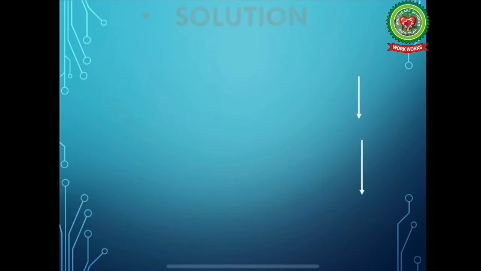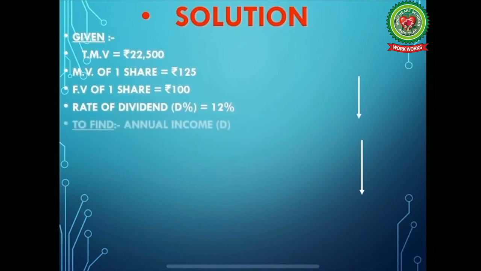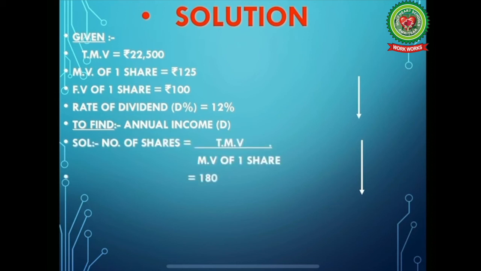Now we are given that the total market value is rupees 22,500. Market value of one share is rupees 125. Face value of one share is equal to rupees 100. Rate of dividend, that is D percent, is equal to 12%. And we need to find the annual income. The first step we are going to do is calculate the number of shares. So the number of shares will be equal to total market value upon market value of one share.